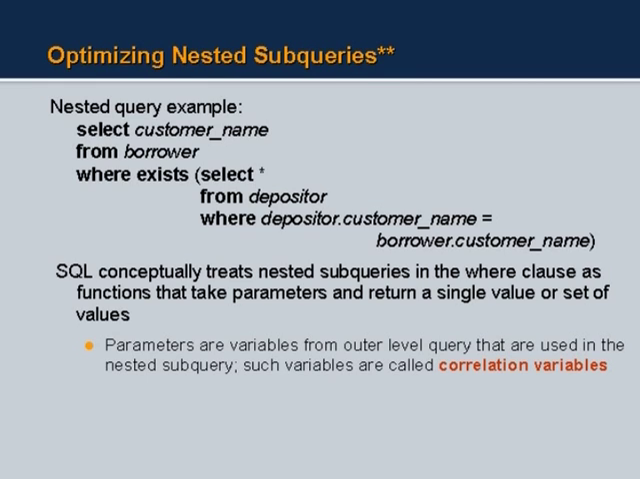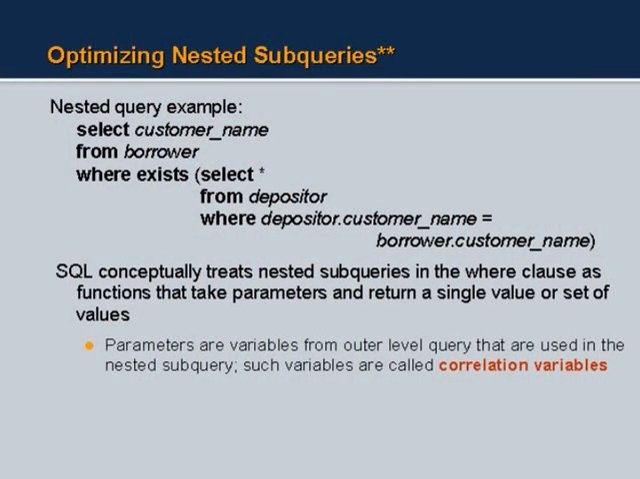Now, note that this borrower dot customer name actually came from the outer query. This is a variable from the outer query. So these are called correlation variables. Now, conceptually, how this is to be executed is you take each borrower record and then execute this subquery. When you execute this subquery, borrower dot customer name is fixed. So you're executing a subquery with a fixed customer name. And how do you find depositor records with that customer name? If you have an index on customer name, you could use that. Otherwise, you scan the relation to find records with that customer name. And you do this once for every record in borrower.